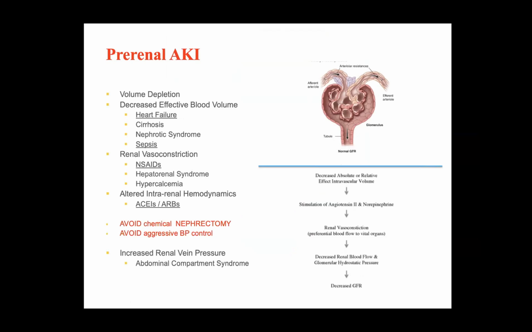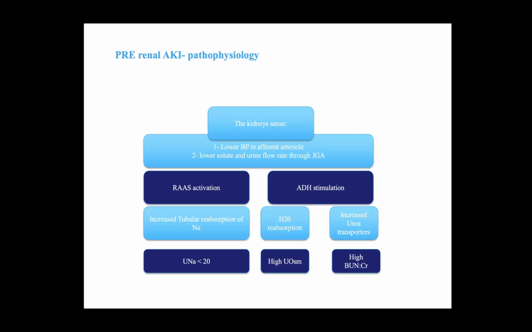So pre-renal AKI causes can be volume depletion from whatever reason, decreased PO intake, diarrhea, decreased effective blood volume in your heart failure, cirrhotics, nephrotic syndrome, sepsis, renal vasoconstriction from hepatorenal syndrome, again, hypercalcemia, drugs like NSAIDs, or any altered intrarenal hemodynamics. The key here is to maintain blood pressure and not cause aggressive blood pressure control, which can often worsen the existing renal injury. So as you can see here, when there's decreased absolute or relative effective intravascular volume, there is stimulation of RAS, angiotensin II, and norepinephrine, which causes vasoconstriction, decreased renal blood flow, and decreased GFR.